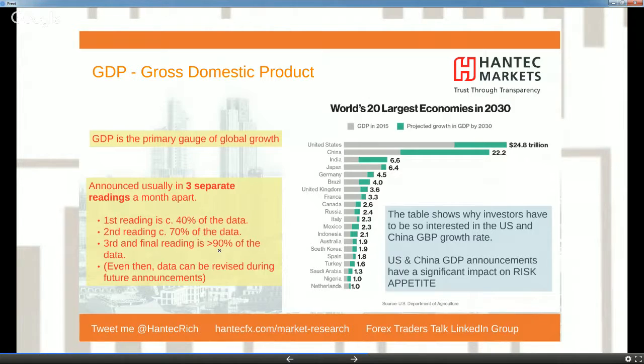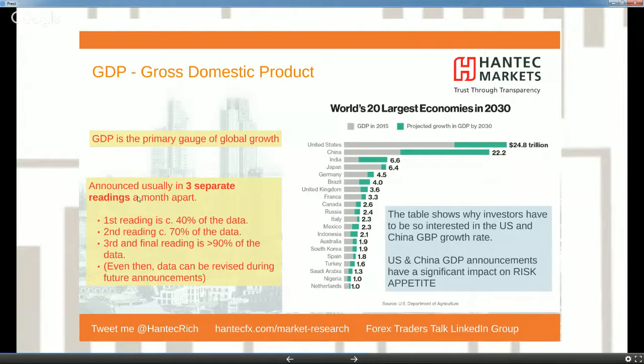Now, GDP does have a significant impact on financial markets. Certainly the local currency, local bonds, and local stock market will all be impacted.